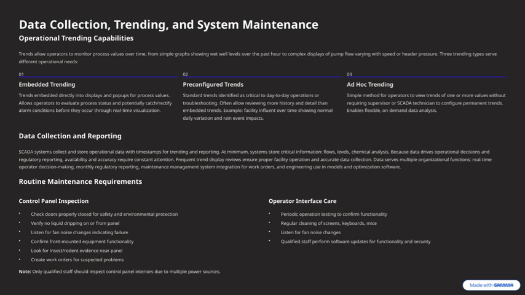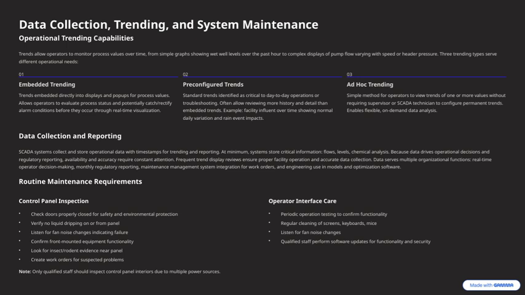Confirm that front-mounted equipment is functioning properly and listen for any fan noise changes that might indicate failure. You should also verify that no liquid is dripping on or from the panel, which could lead to electrical faults. Make sure doors are properly closed to maintain safety and environmental protection. When inspecting control panels, these routine maintenance steps help prevent unexpected failures and keep the system reliable.